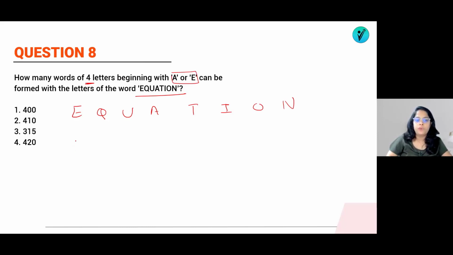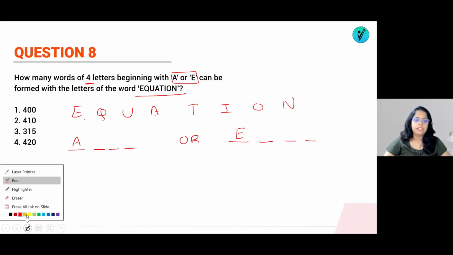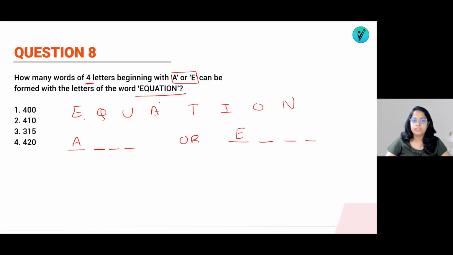So suppose the 4 letter word, first it's starting with A, 1, 2, 3, 4. Or it's starting with E, 1, 2, 3, 4. So how many letters will be there? Suppose it is starting with A. So how many letters will I have? 1, 2, 3. Means if I am starting with A, I won't consider this A. So 1, 2, 3, 4, 5, 6, 7. So I have a total of 7 letters for the first. For the second one, it will be 6. For the third one, it is 5.